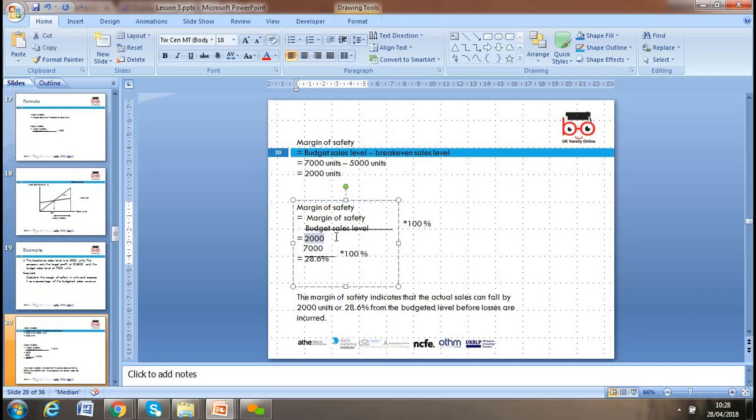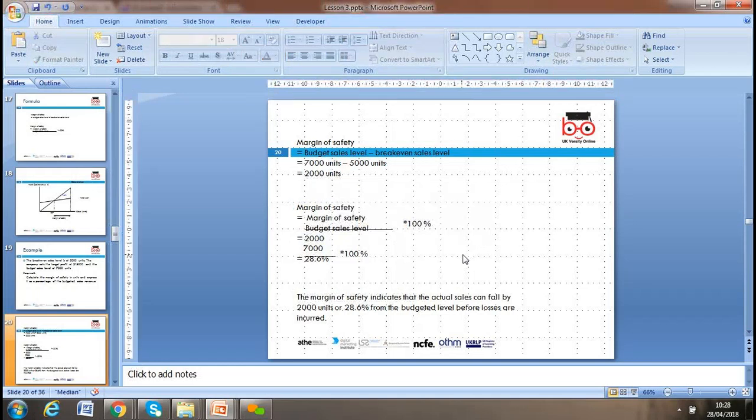And if we want to calculate the percentage, 2,000 divided by 7,000 times 100, how much percent is the margin of safety? 28.6%. Yes, 28.6% will be our margin of safety.